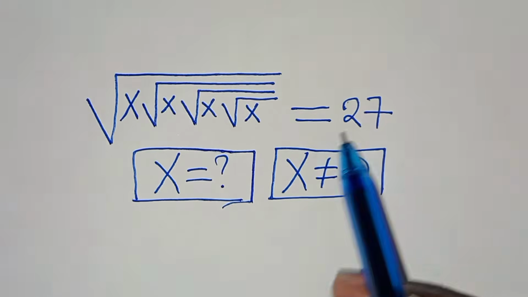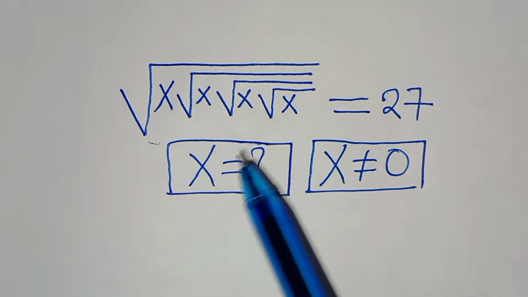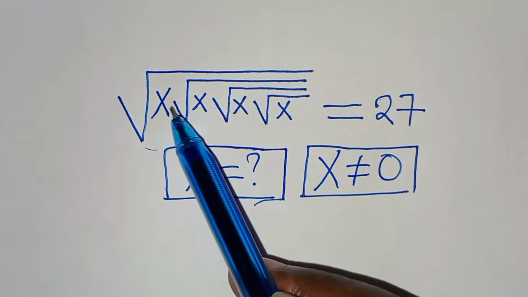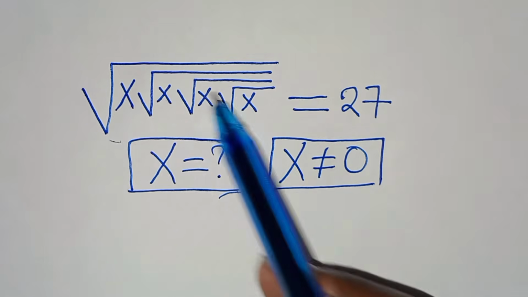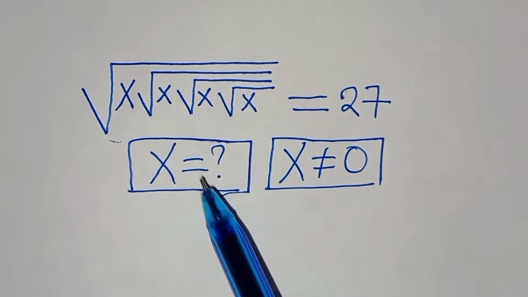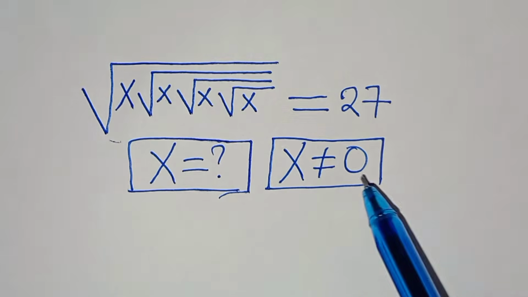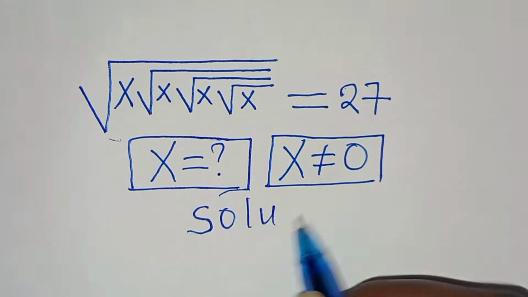Hello everyone, you're welcome to solve this nice square root math problem, which is the square root of x multiplied by square root of x multiplied by square root of x multiplied by square root of x. This is equal to 27. So what is the value of x given that x is not equal to 0? So let's provide a solution from here.